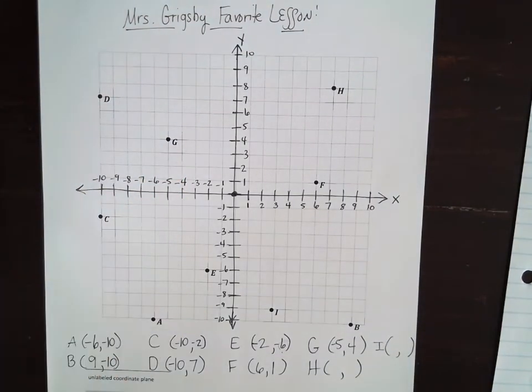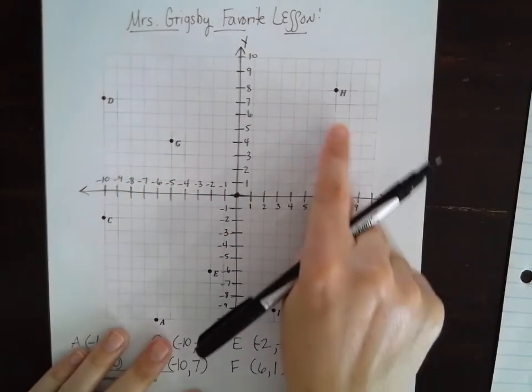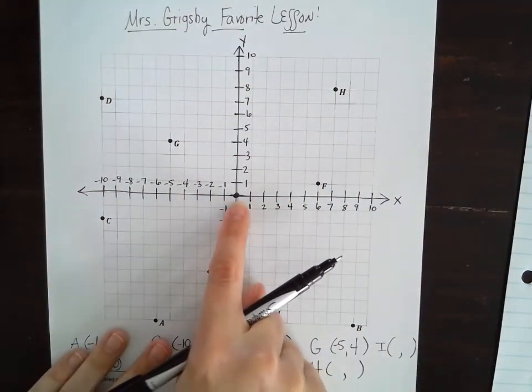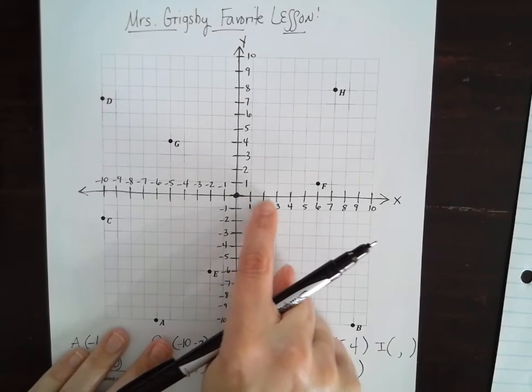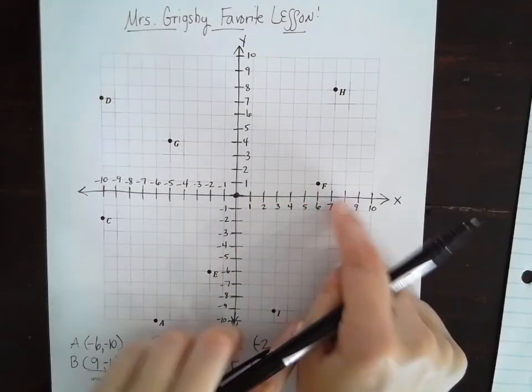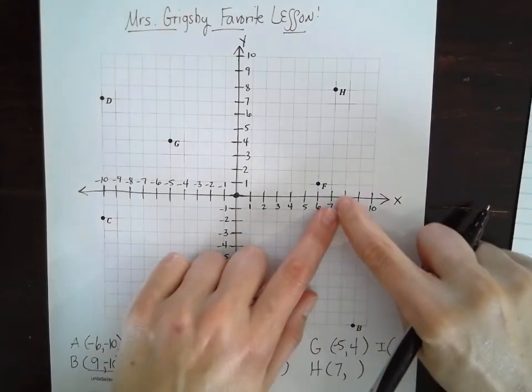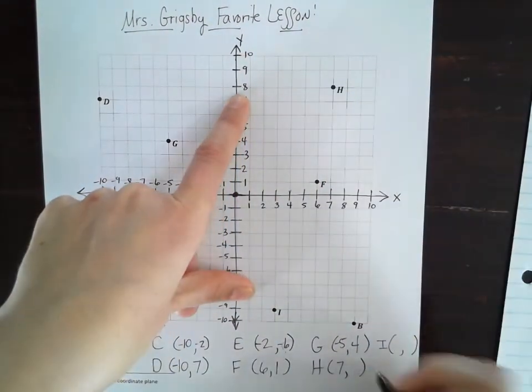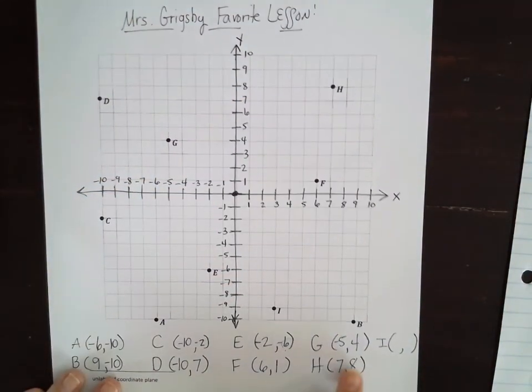All right, let's look at point H. So H is in the quadrant that you all know, Quadrant 1. So we start at the origin on the x-axis first. Looks like it's right above the 7. And then we have an x coordinate of 7 all the way up to 8 for the y coordinate. So for H, we have 7, 8.